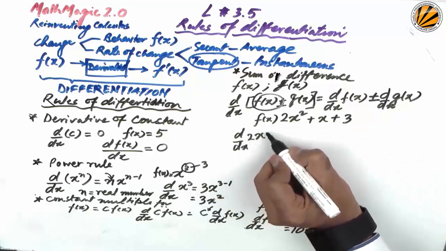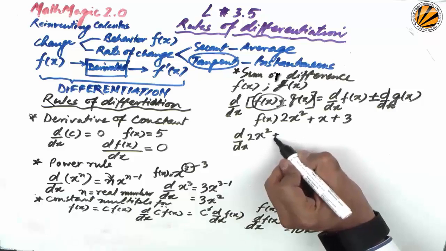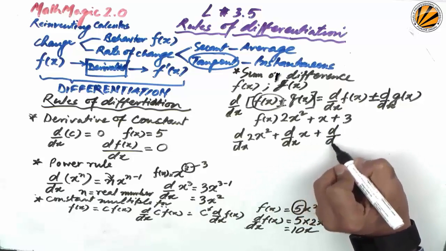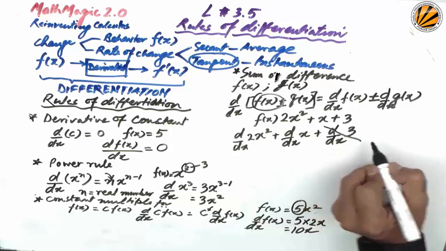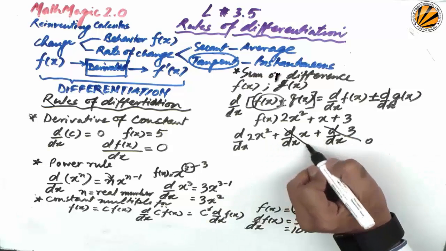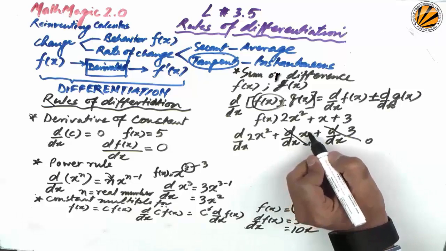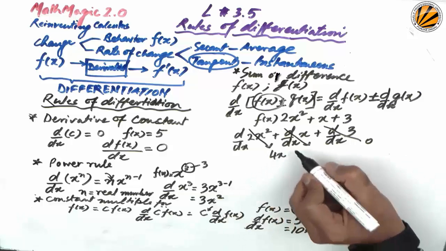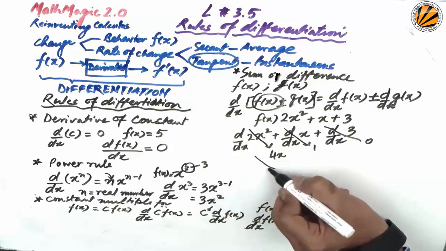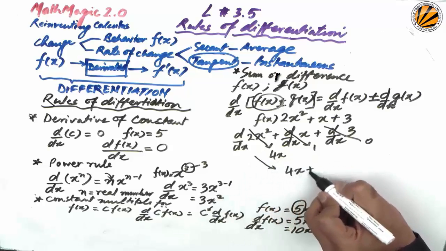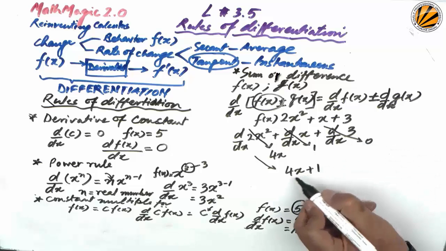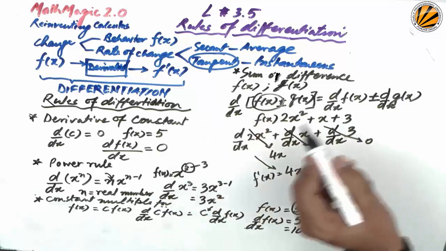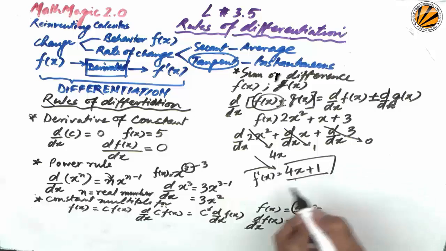We can separately have it like this, d/dx of 2x² plus d/dx of x plus d/dx of 3. Now this, by the constant rule, becomes 0. This is going to be 1, because if I use the power rule, the power becomes 1. And this becomes nothing but 4x. So this becomes 1. So finally it will be the summation of 4x plus 1, because this has already been taken as 0. So the derivative of the function which has been given, because of the sum and difference rule, comes out to be this.